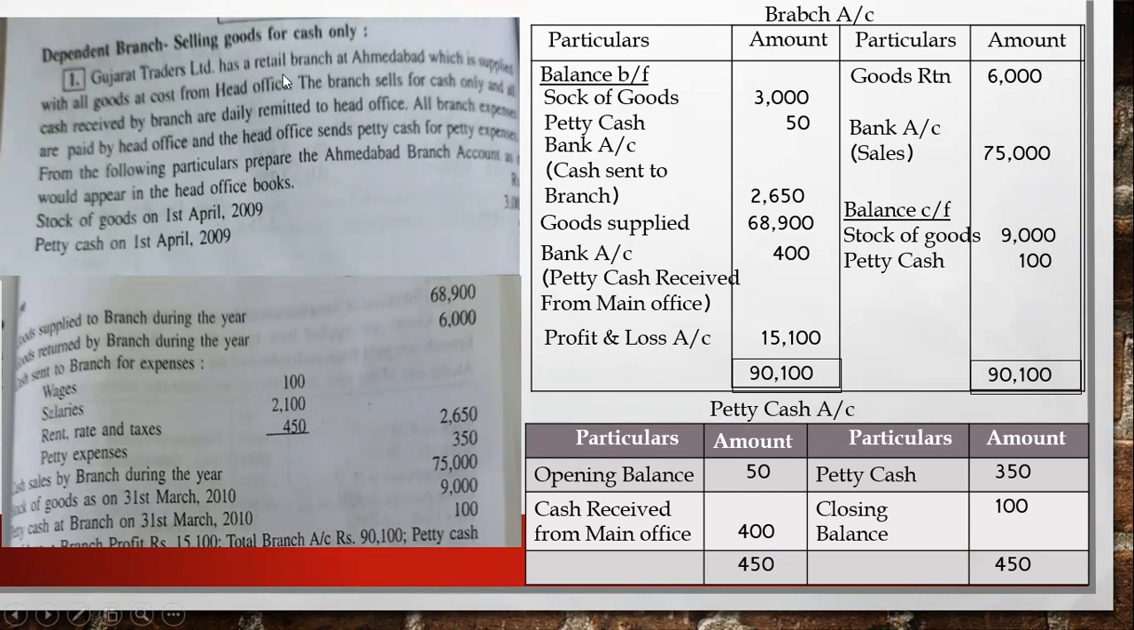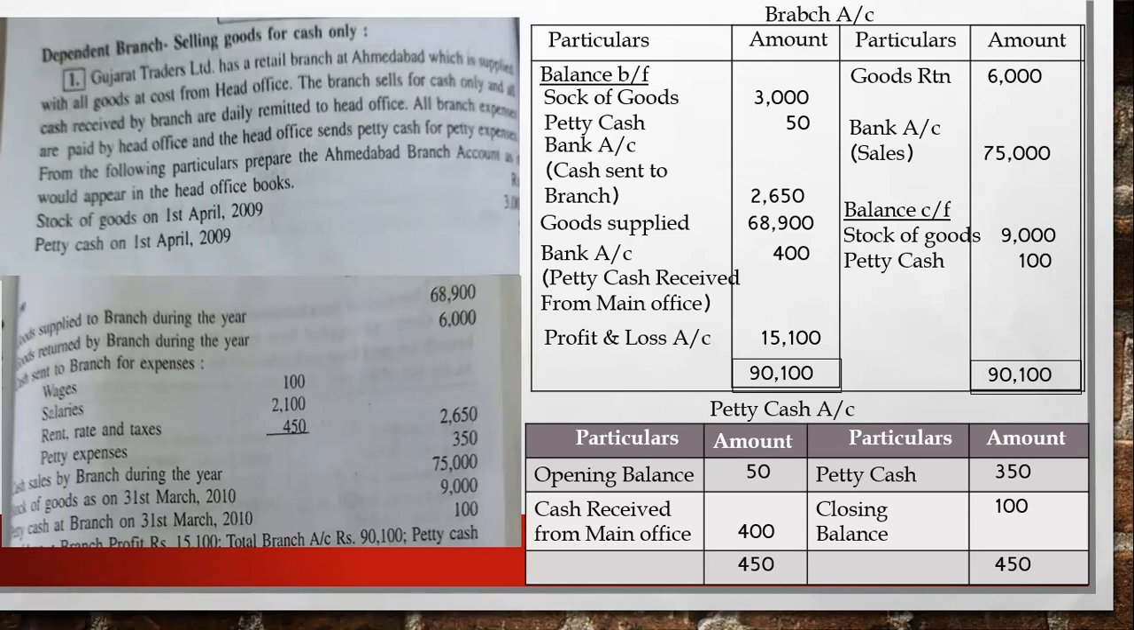Gujarat Traders Limited has a retail branch at Ahmedabad which is supplied with all goods at cost from head office. The branch sells for cash only and all cash received by the branch is daily remitted to head office. All branch expenses are paid by head office and the head office sends petty cash for petty expenses. From the following particulars, prepare the Ahmedabad branch account as it would appear in the head office books.